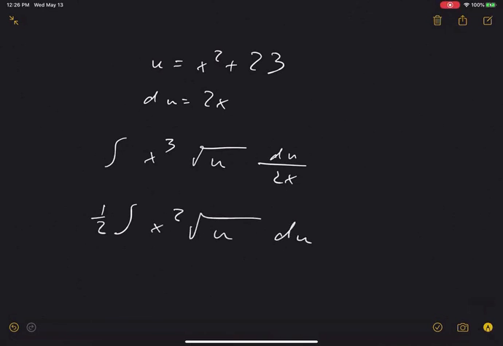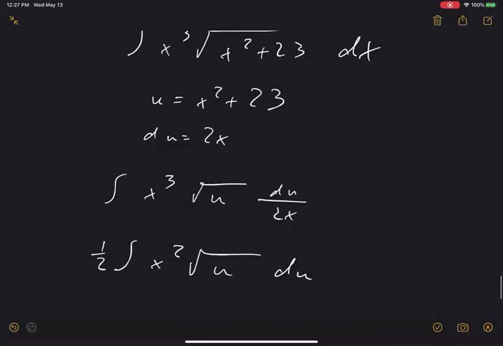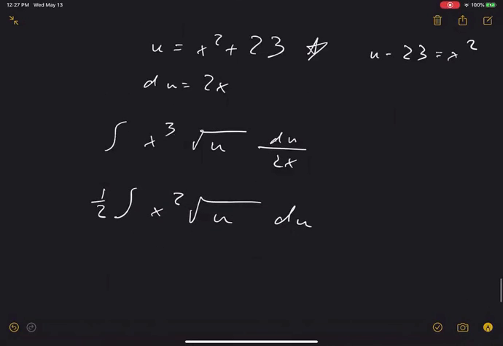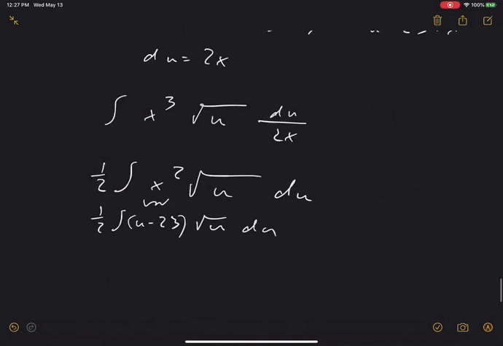What's going on here? This is not good, right? I have x's and u's in the same integral. Going back up to our original substitution, u equals x squared plus 23, so u minus 23 equals x squared. So I can rewrite this x squared as u minus 23. Then I have the square root of u du. Then you guys can take it from there.